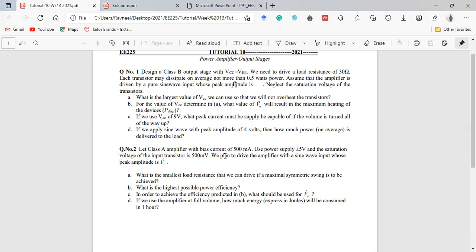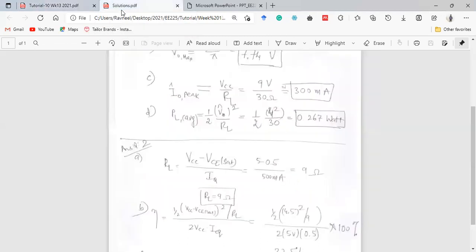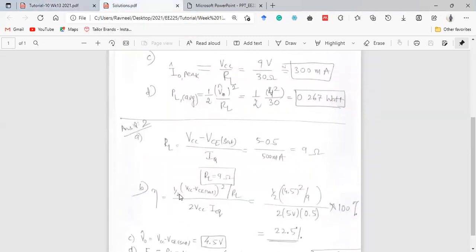B, what is the highest possible power efficiency? When we talk about power efficiency, it is power output divided by power input, isn't it? In this particular case, the power output is given by half times V out squared. It is half into the voltage output, that is VCC minus VCE saturation squared, divided by RL. It is the same formula that we have used over here. This part, VCC minus VCE saturation, is our output voltage.